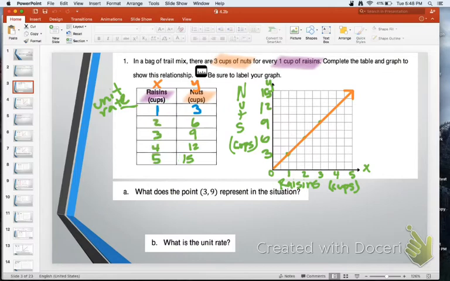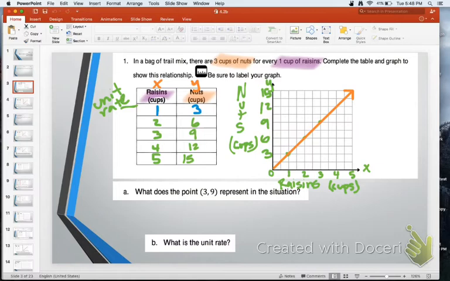I go to the 3 and I look at it and I see that the 3 is next to the 9. Okay, that's exactly what the ordered pair down here told us. So now I'm going to have to go back up to the 3 and say that's 3 cups of raisins for 9 cups of nuts. And that's what you would write out.